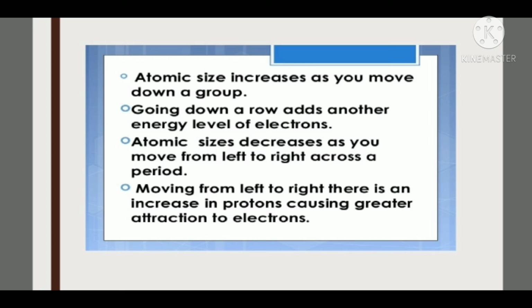Also, atomic size increases as you move down a group. Going down a row adds another energy level of electrons. Also, atomic size decreases as you move from left to right across a period. Moving from left to right, there is an increase in protons, causing greater attraction to electrons.